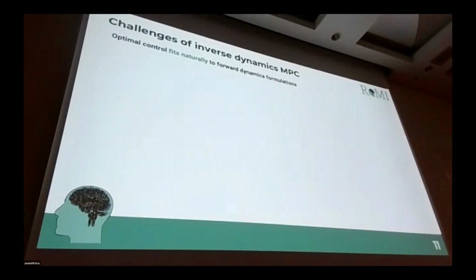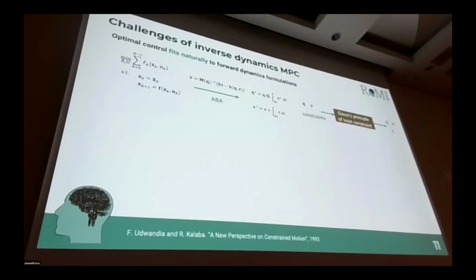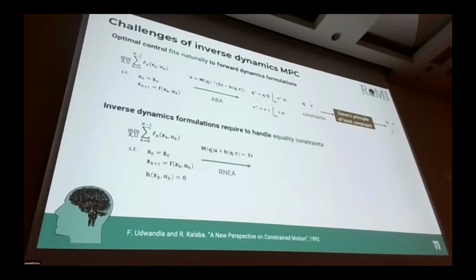Now, inverse dynamics doesn't fit as well as forward dynamics into optimal control formulations. The reason is that in forward dynamics, you can embed the forward dynamics inside the integrator, and you can plug in any kind of constraint using the Gauss principle of constraint formulations. I mean, not any, but many of the constraints you don't need to handle in your optimal control, making the optimal control problem very efficient.